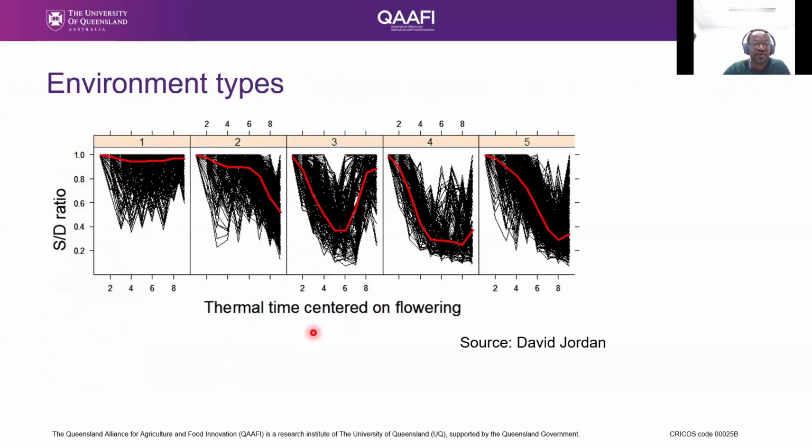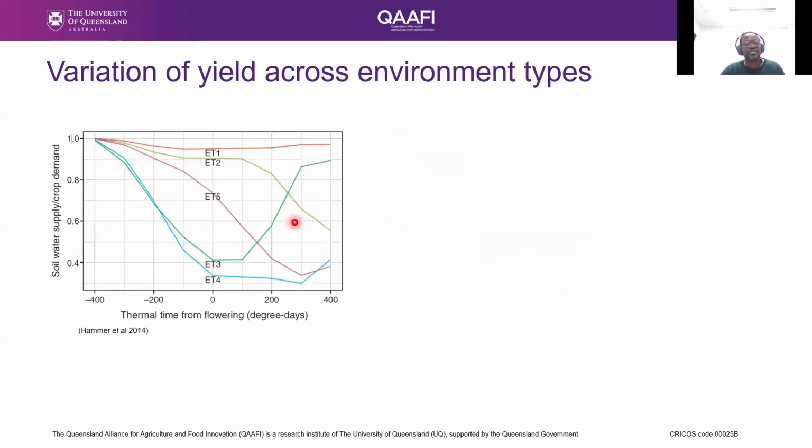And this is centered around flowering. In the first environment type, it shows water is non-limiting across the whole season. The second environment type shows at flowering, water becomes limiting. Environment 3 shows there is a limitation of water from the beginning of the season, and then after flowering, that limitation is relieved. Numbers 4 and 5 show a gradual decrease in water availability and then no relief of that water stress. So this comes up with these 5 possible environment types.